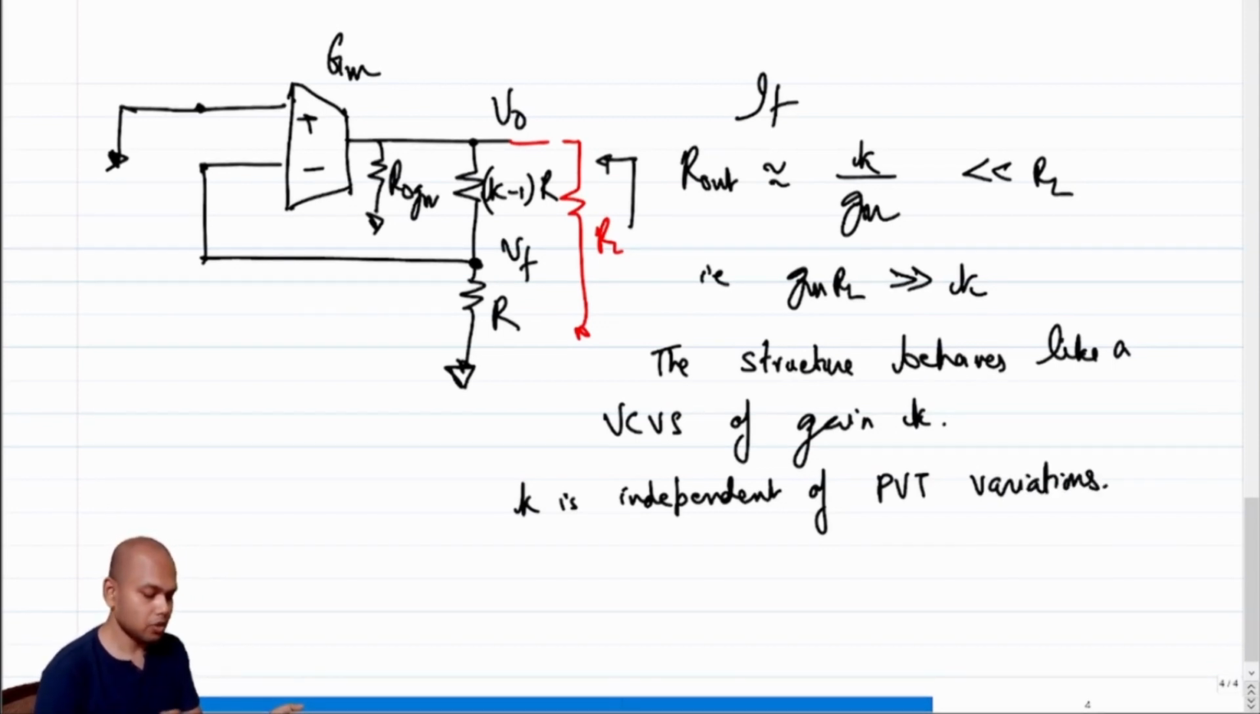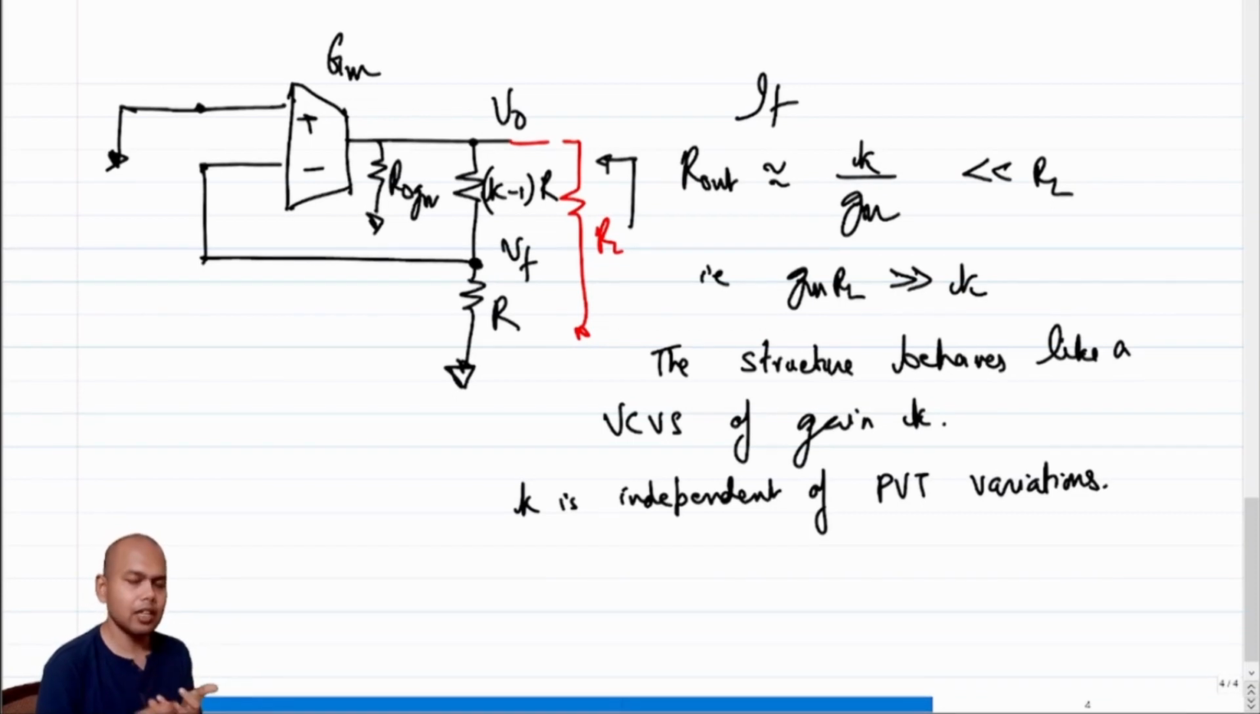Okay, so if you recall, the characteristics of a good voltage controlled voltage source that we desired were: we should have a gain of at least more than 1, that's for sure. We should have a gain which is independent of RL, and a gain which is independent of PVT, right? A simple common source amplifier was able to give us a gain of more than 1, but it was not able to give us a gain which is independent of PVT, and it was also not able to give us a gain which was independent of RL.